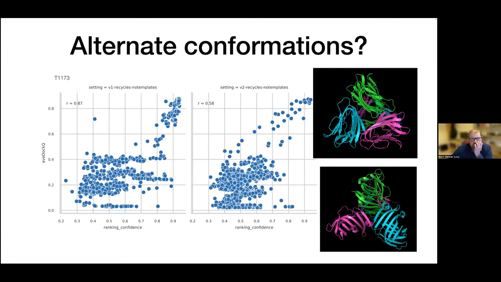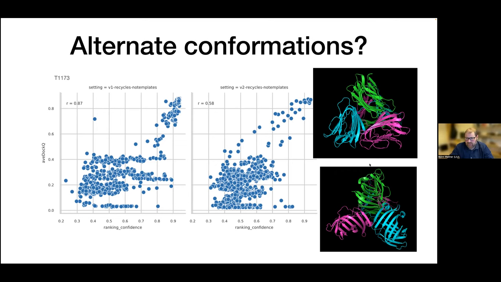Then up to the question if you can generate alternate conformations. I just looked at some of the scatter plots I generated with all the conformations, where you have this situation with a high ranking confidence and a poor DockQ score, so it's not close to your reference. That could of course indicate that you're completely wrong, but it could also indicate that you should have another reference, or there's an alternate conformation if you trust the score.